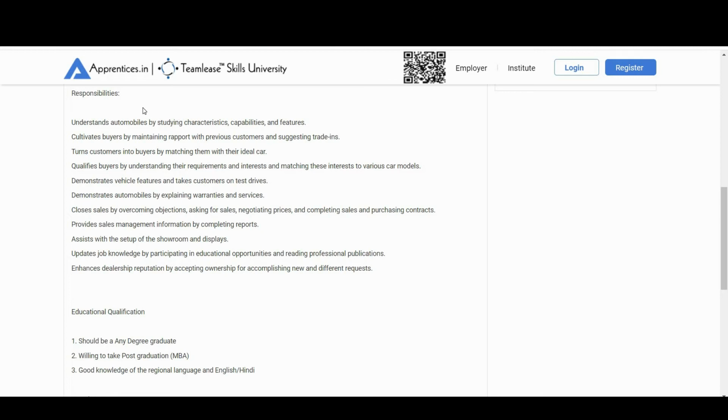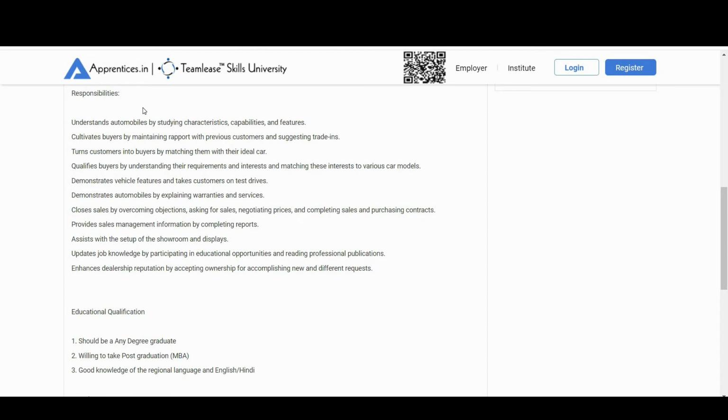Demonstrates vehicle features and takes customers on test drives. Demonstrates automobiles by explaining warranties and services. Closes sales by overcoming objections, asking for sales, negotiating prices and completing sales and purchasing contracts. Provides sales management information by completing reports.